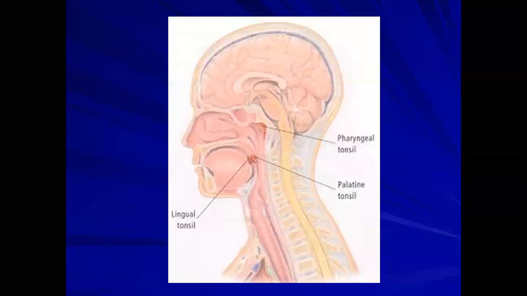This picture is also clear. That is the pharyngeal tonsil, as the arrow shows. Then there is the palatine tonsil, and then the lingual tonsil. This is a cut slide, and it shows where the lingual tonsil, the palatine tonsil, and the pharyngeal tonsil are.